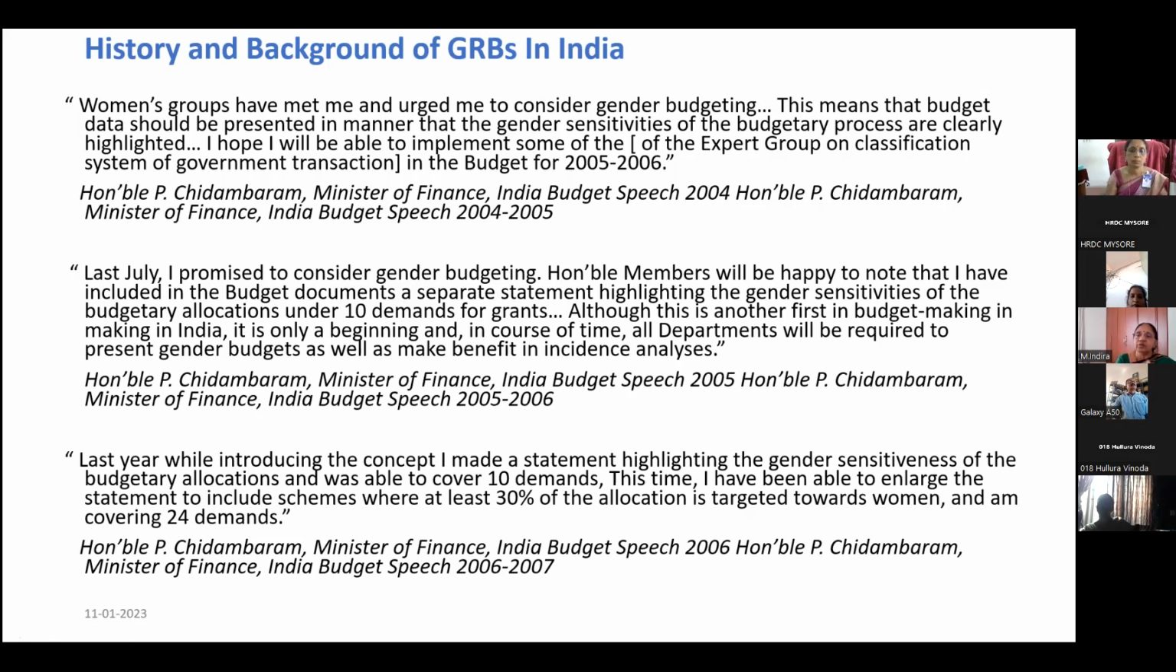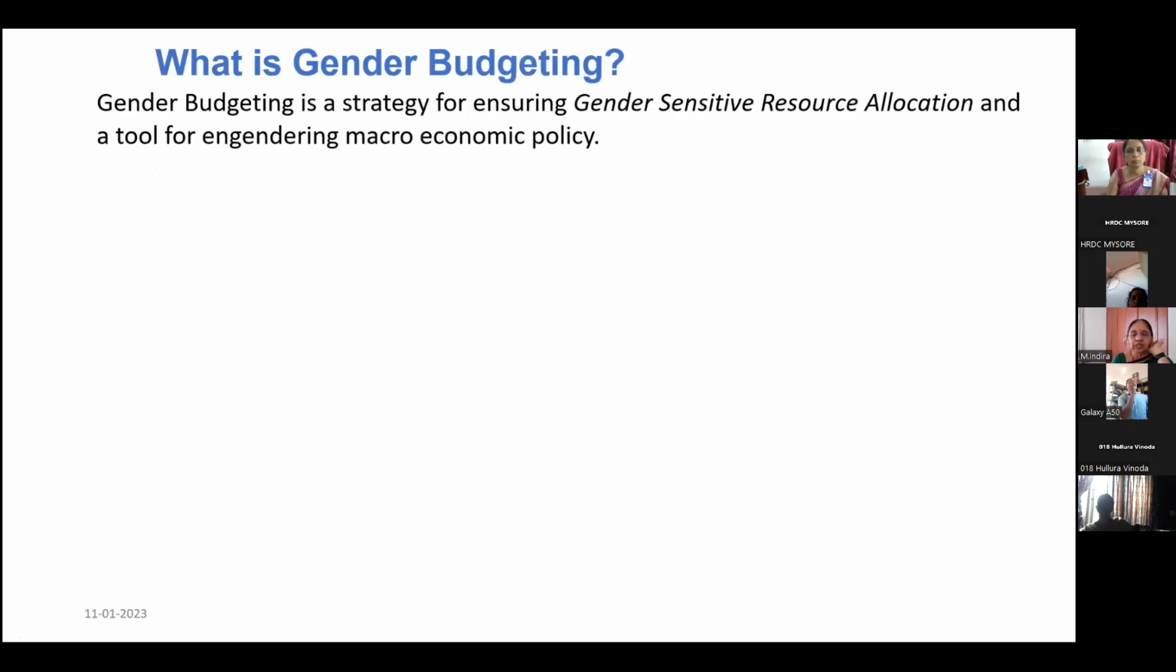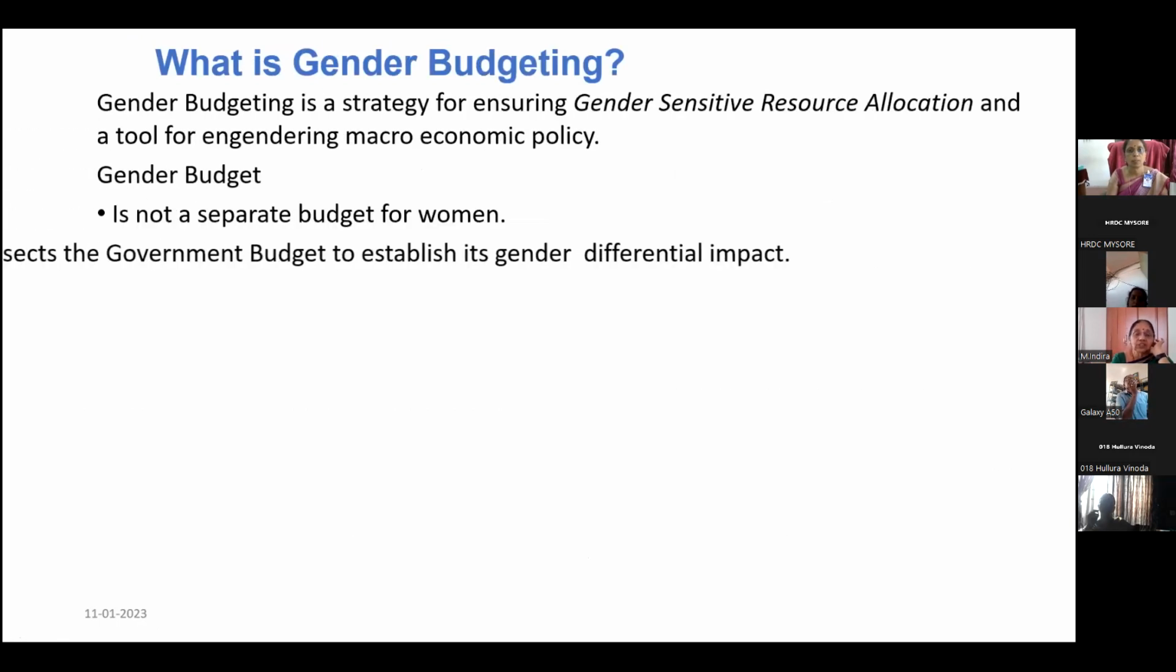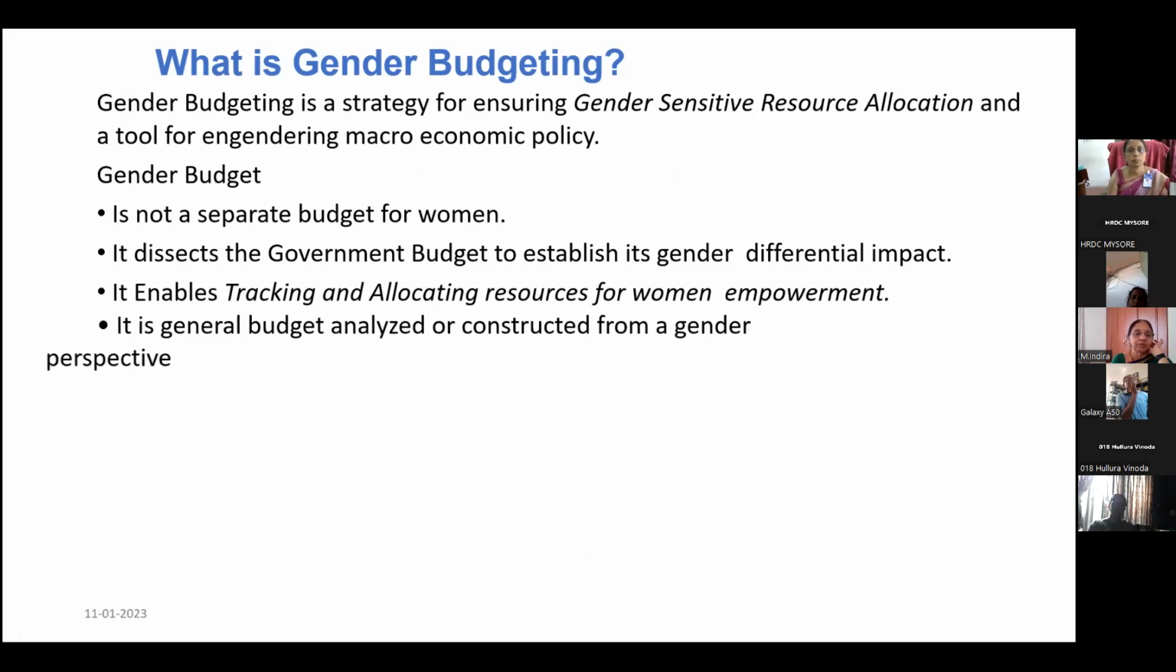In 24 demands, from each department, there will be 2, 3, 4. So in 24 demands, at least 30% of the allocations are earmarked for women-related programs. So this is what, in the Indian context, the gender budget is, and how it has evolved.